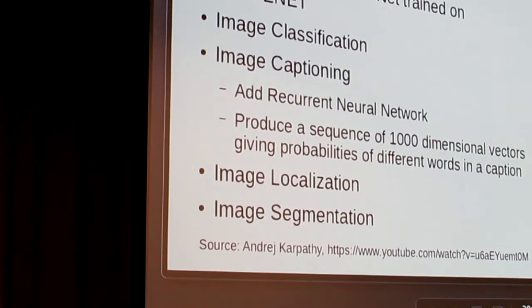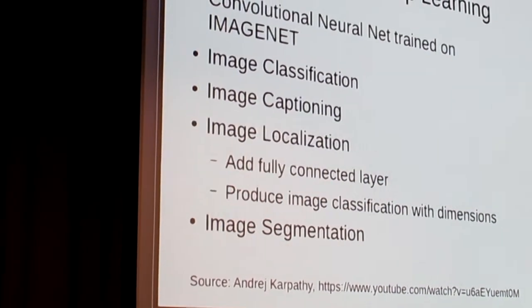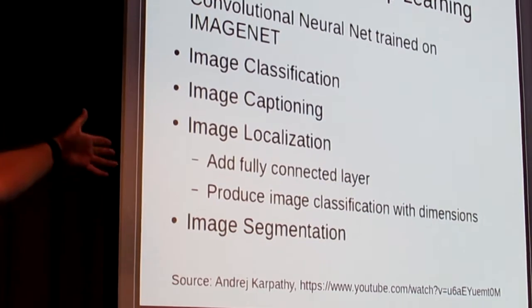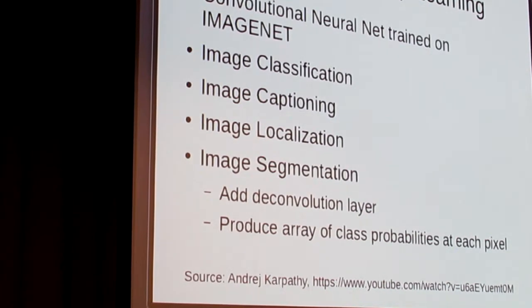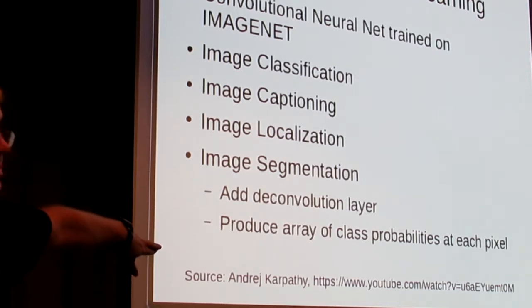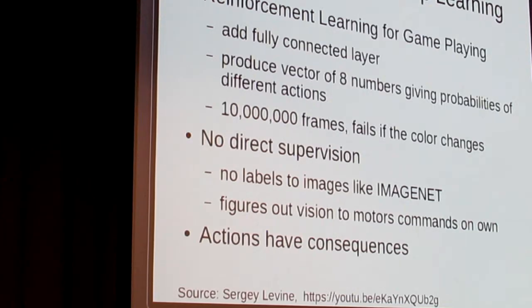You can add a neural net and do image captioning. You can do image localization, which is like image classification with additional dimensions. You can do image segmentation to produce an array of class probabilities for each pixel. There's a presentation down there I really liked on this stuff. But that doesn't really work for robots.